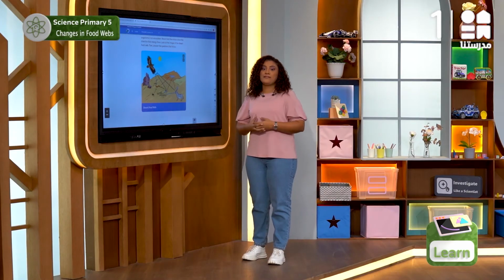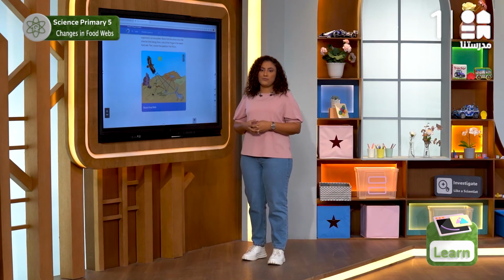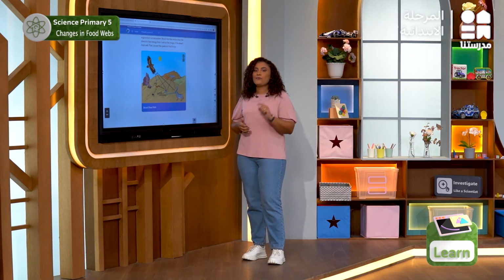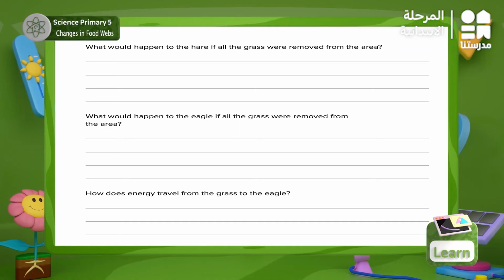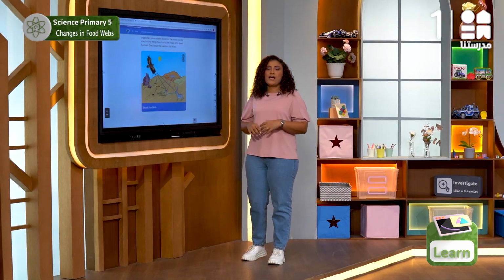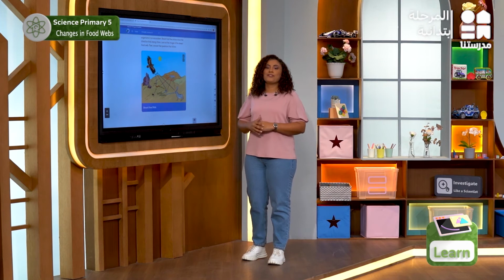We have collected our observations about the desert food web. I want you to think again about the questions in your books and write down your answers. Now, we will have some questions that we need to check in our textbook.